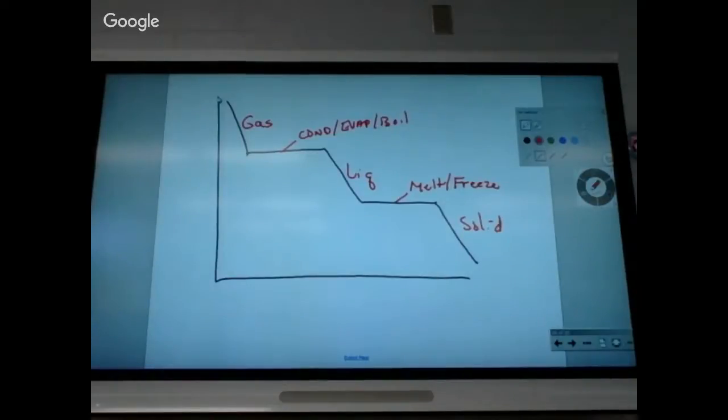Y'all stop beating on the lab counter. It's not drums. Change potential energy. Think about changing kinetic energy first and then try to do it. It makes more sense.